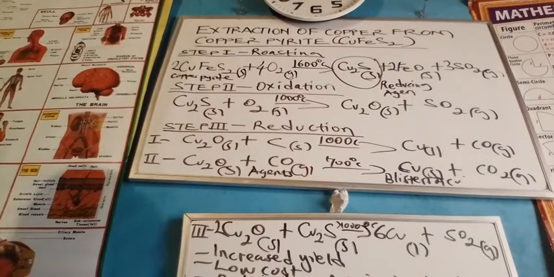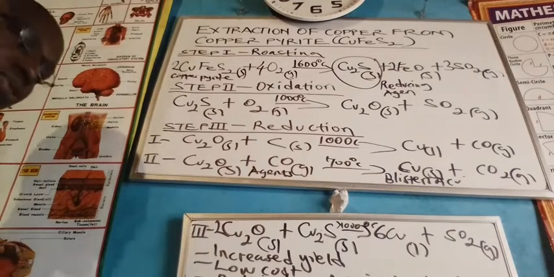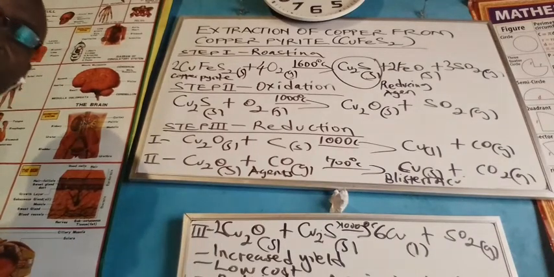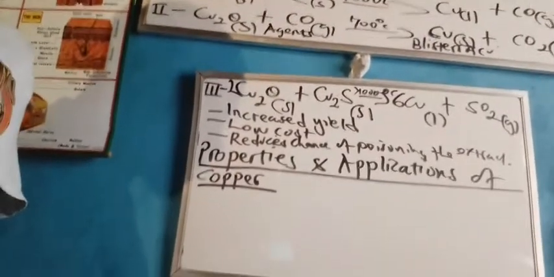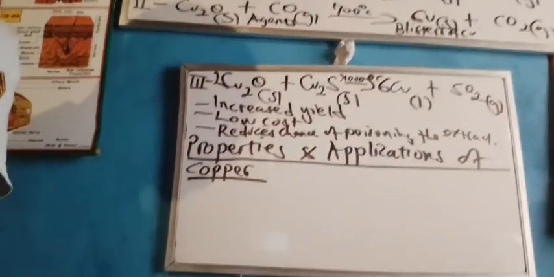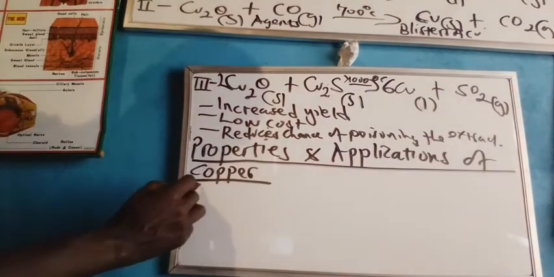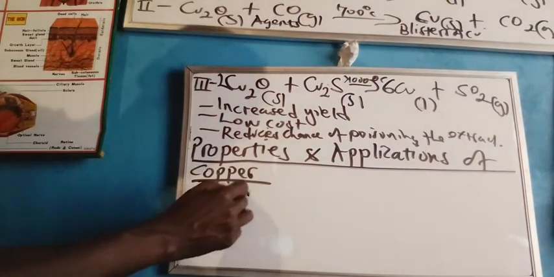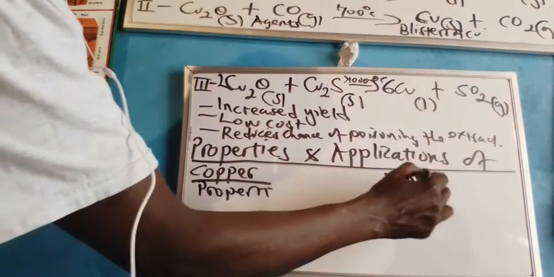What then are the physical and chemical properties of copper, and how are these used in determining its applications? Remember, the physical and chemical properties control the use of each substance. So we're going to look at this briefly. Copper, in terms of the properties, let me look at properties, and then on the right hand side, I look at the applications.